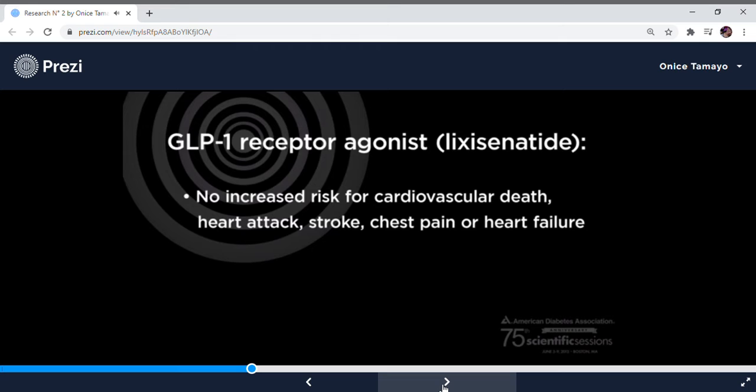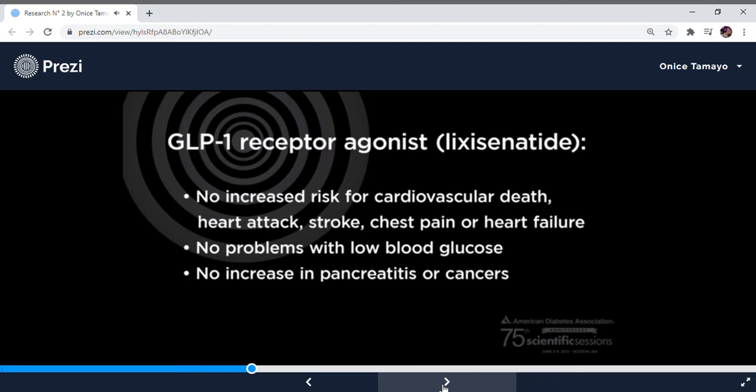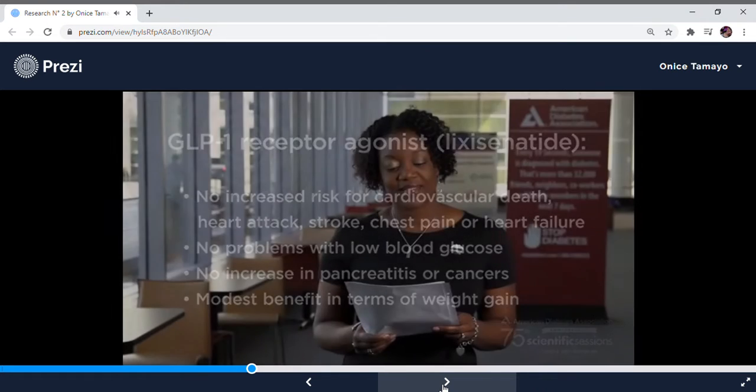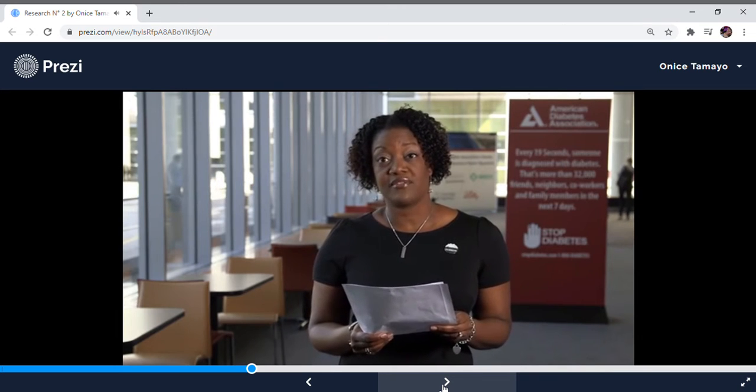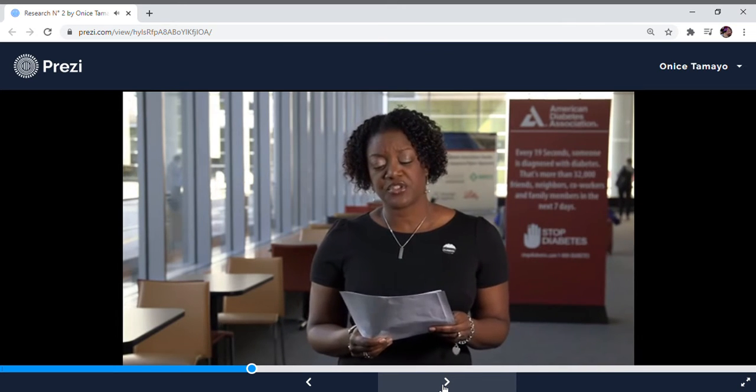The trial also showed that those who took lixisenatide were not more likely to have problems with low blood glucose than those who took a placebo, despite better blood glucose control. Also, the researchers discovered no increase in pancreatitis or cancers, plus a modest benefit in terms of weight gain. Those taking lixisenatide did not gain weight, while those taking a placebo did. However, the study participants did report higher levels of nausea and vomiting, which are common side effects for GLP-1 receptor agonists.